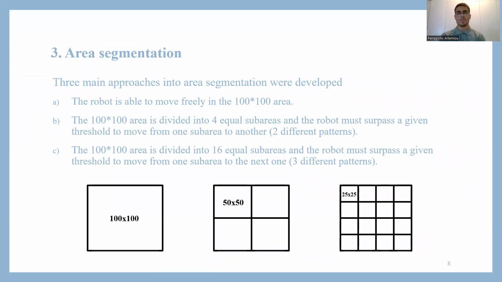For the optimization of this technique, we thought of dividing the area into equal sub-areas. We introduced a 100 by 100 area for the robot to cover, and we thought of dividing it into 4 and 16 equal sub-areas, which have 2 and 3 different patterns respectively.